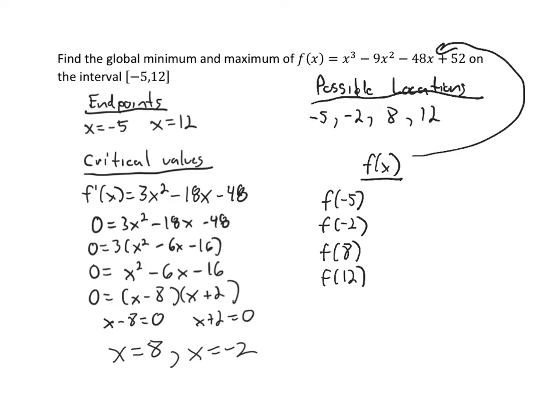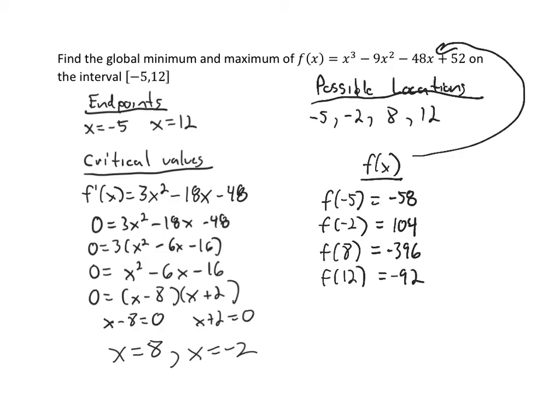If you were to plug these back into the original function, you can use your graphing calculator for this. You will get f of negative 5 is negative 58. F of negative 2 is 104. F of 8 is negative 396. And f of 12 is negative 92.